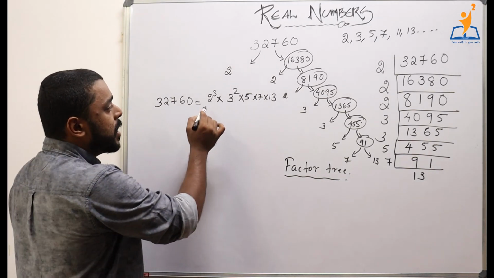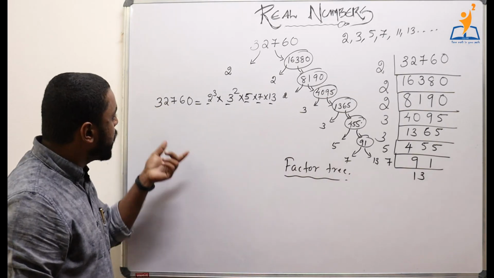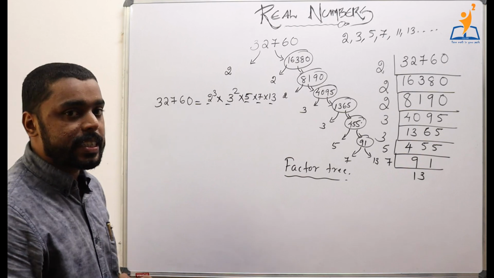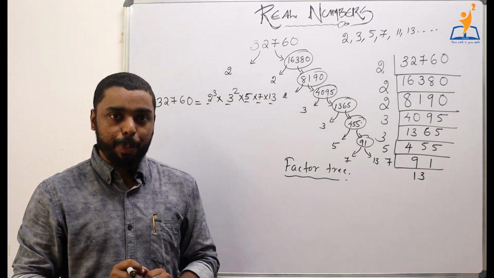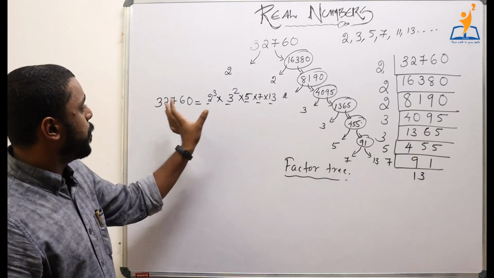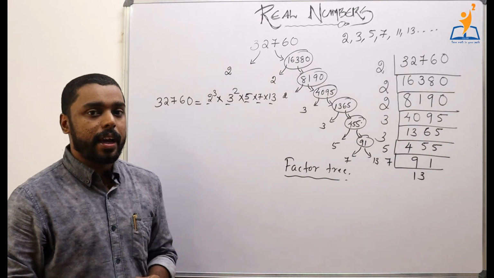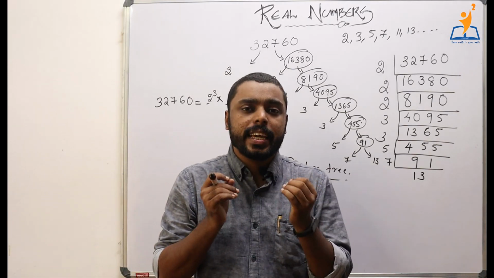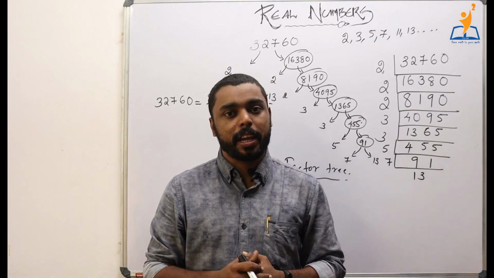Since this expression only contains prime numbers, we can say that 32,760 can be expressed as a product of primes. Is it true? See, we expressed this number as a product of primes. In a similar manner, we can express any composite number as a product of primes.